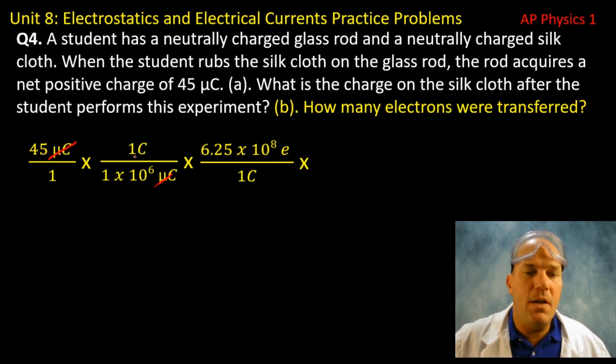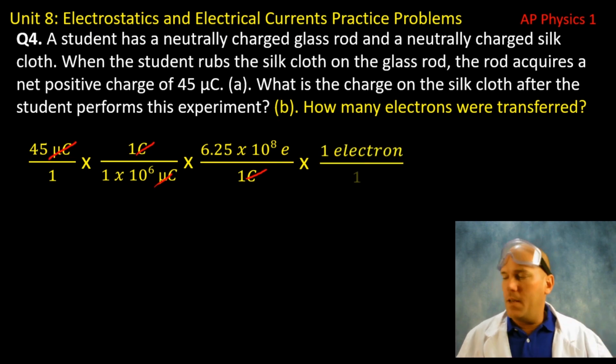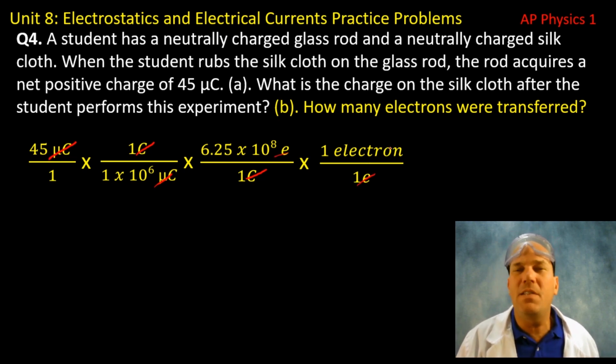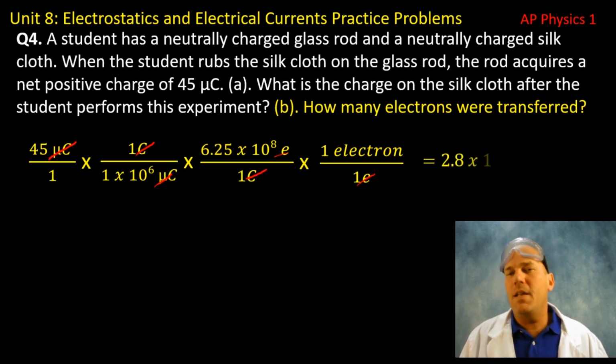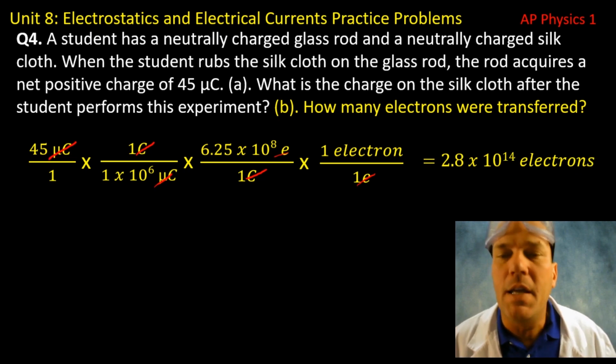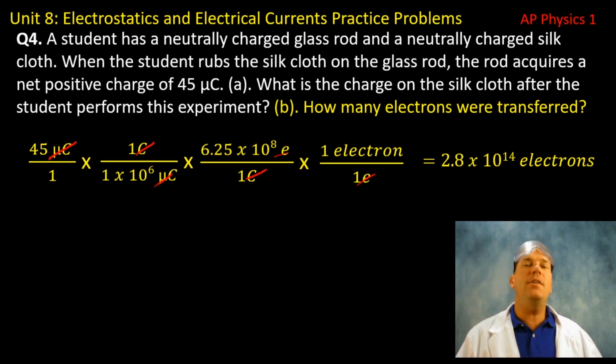And if we look at our units here, we end up with electrons, which are the elementary charge. And 1 elementary charge is 1 electron. That last step is not 100% necessary by any means, but in these videos, I want to give you a thorough explanation. And that leaves you with an answer of 2.8 times 10 to the 14th electrons.